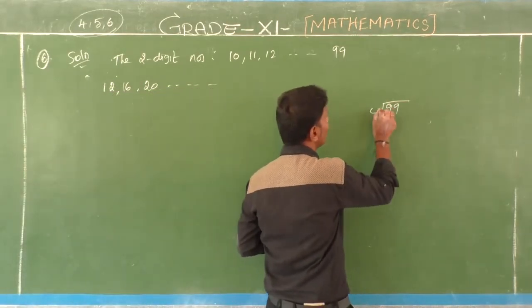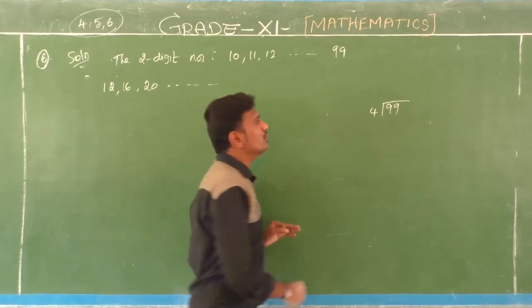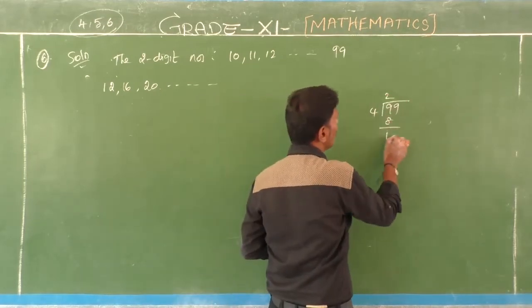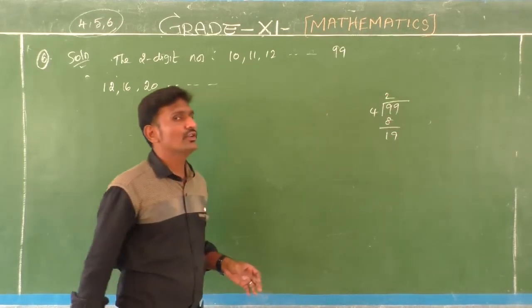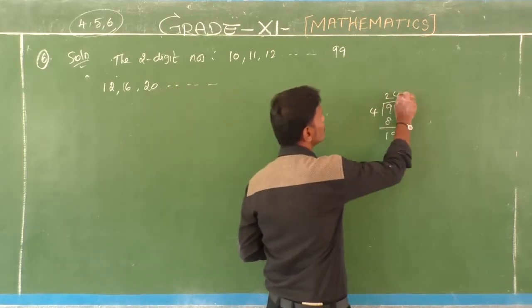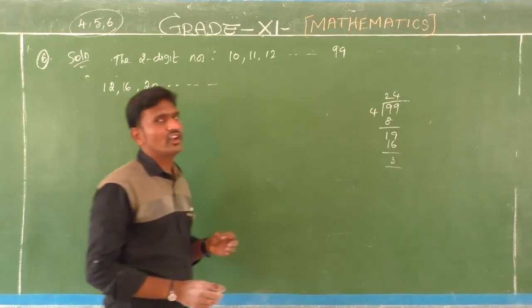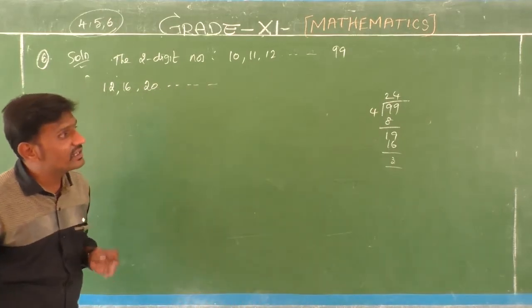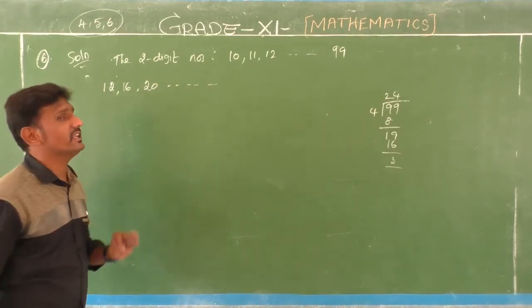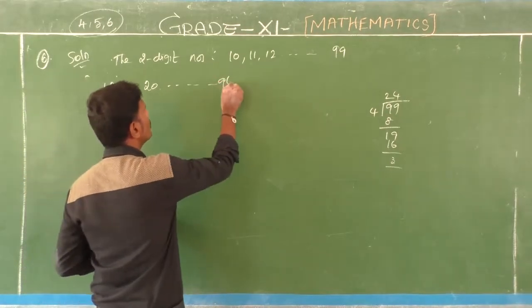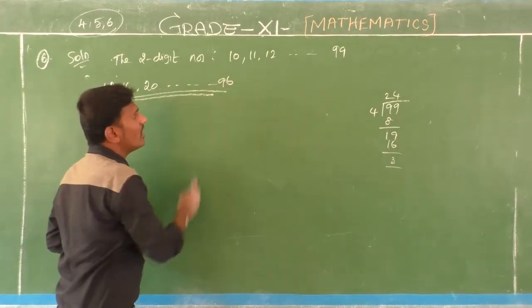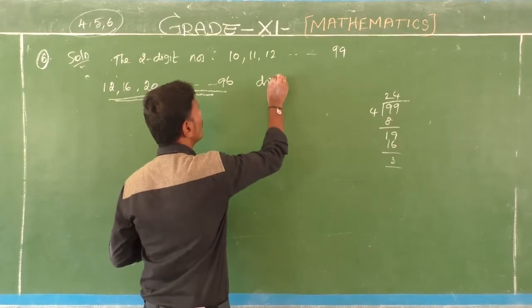So divide by 4. 2 4s are 8, remainder 1, so we get 19. Here 4 4s are 16 and the remainder is 3. Now what is your number? 99 minus 3 is 96. So these numbers are divisible by 4.